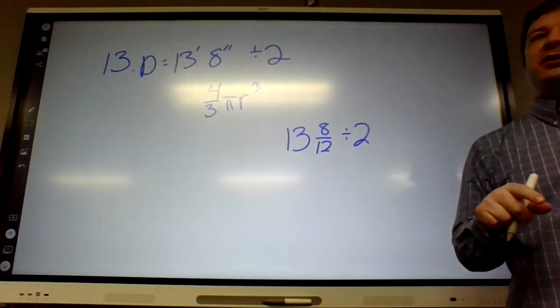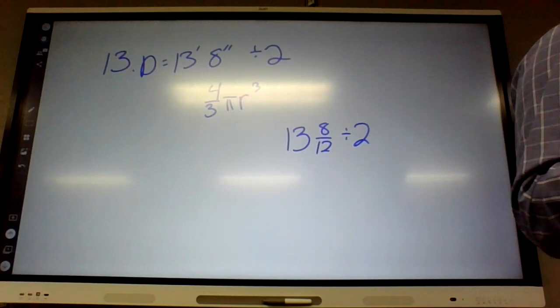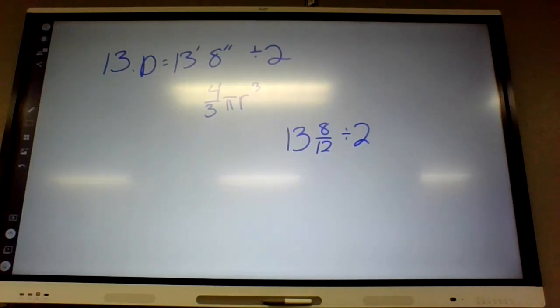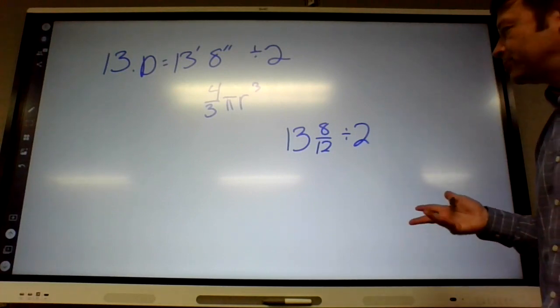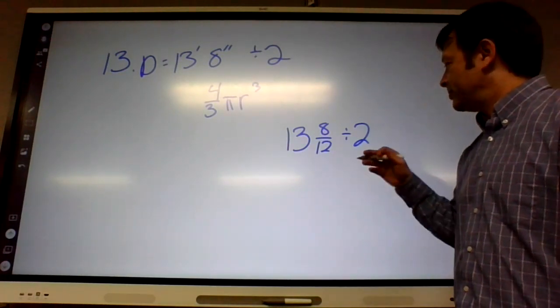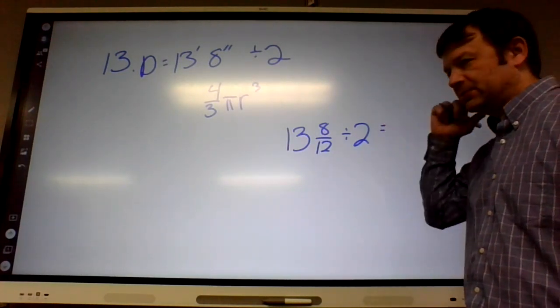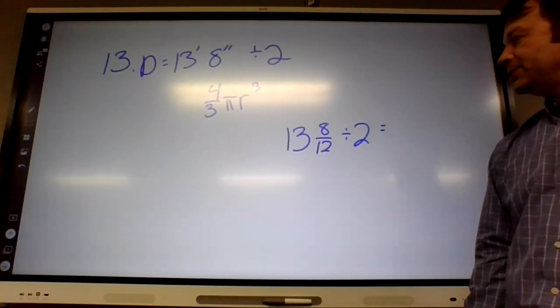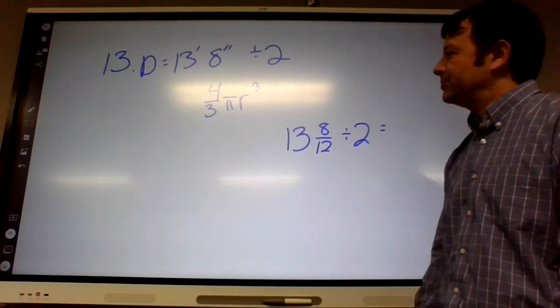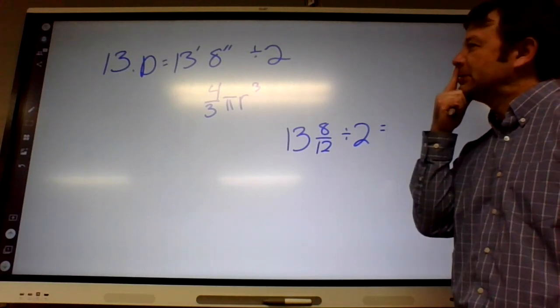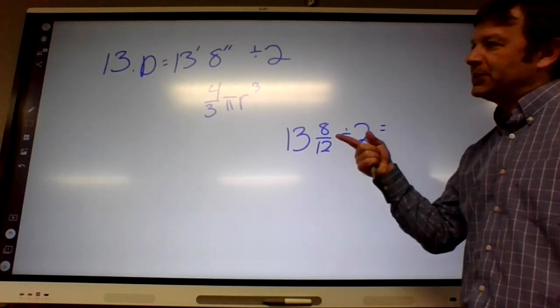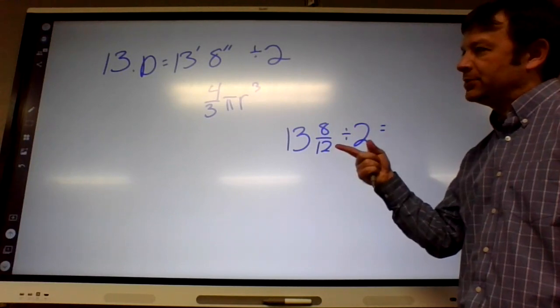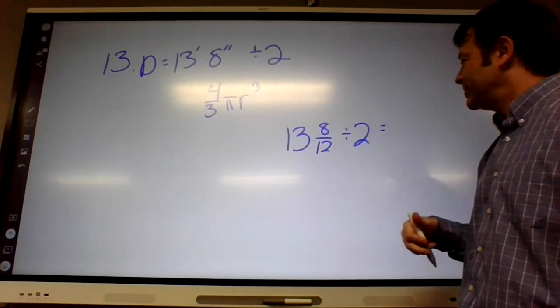Or another way you could do it is convert it all into inches. So it's just like, I don't know, 180 inches, and then divide that by 2, whatever it is. That would work too, but since we got a calculator, it's probably the easiest way right here. 13 and 8/12 feet divided by 2, what does that come out to? Half of 13 is 6.5, half of 8 is 4. 6 plus 4 is 6/10.